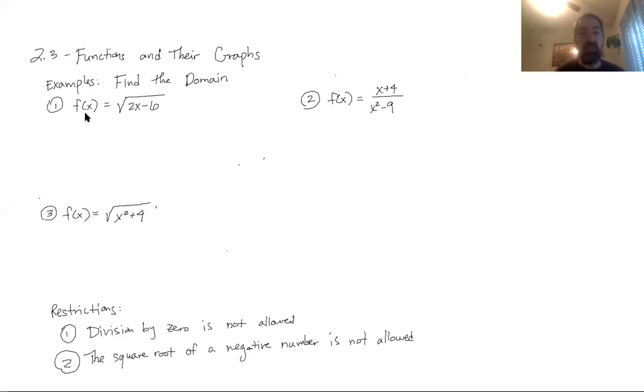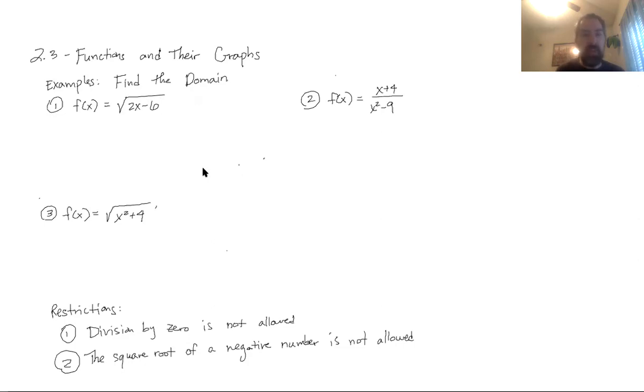I could have just as easily written y equals the square root of 2x minus 6, but the f of x notation is telling the reader that this is a function. We're only going to be working with functions in this class, though. So we want this to be a function. All right, but given these 3 functions, we want to find the domain of each function.